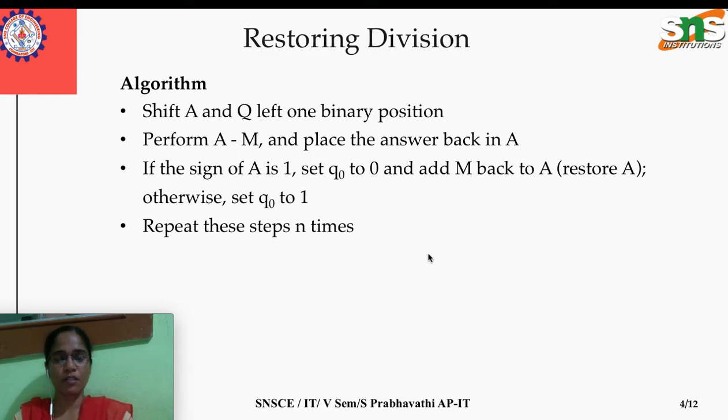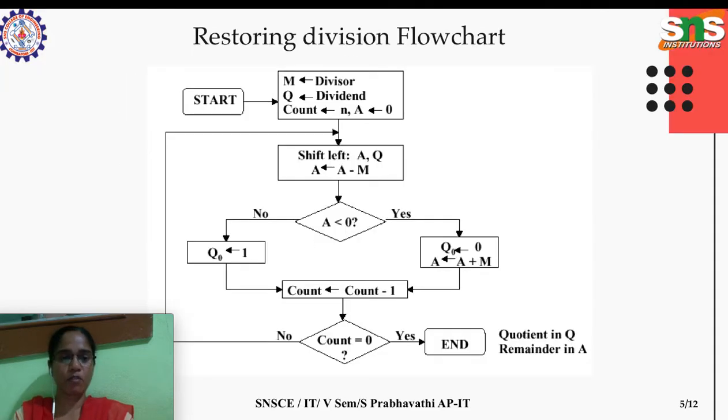If the dividend is a 5-bit number in binary, we will have 5 steps. If the dividend is 4 bits, we will have 4 steps, 4 cycles. So please pay close attention. This is the same algorithm represented in a flowchart manner.